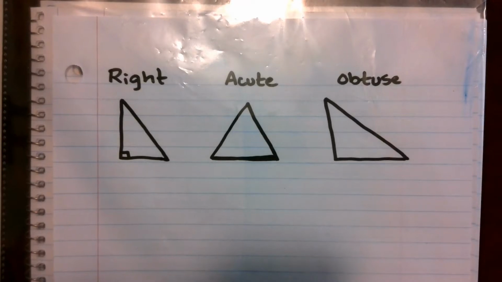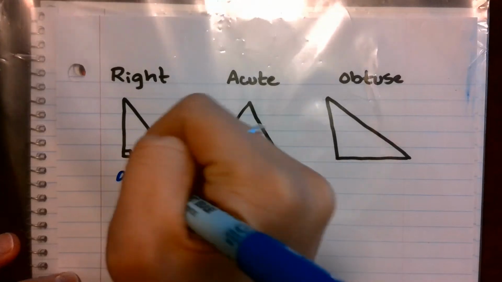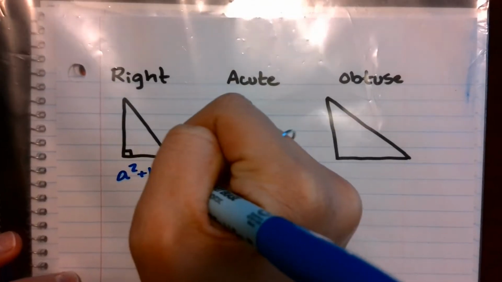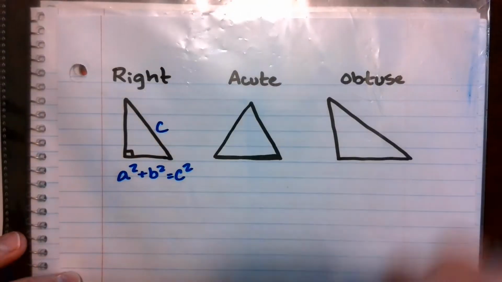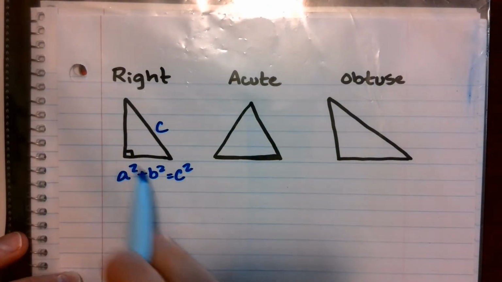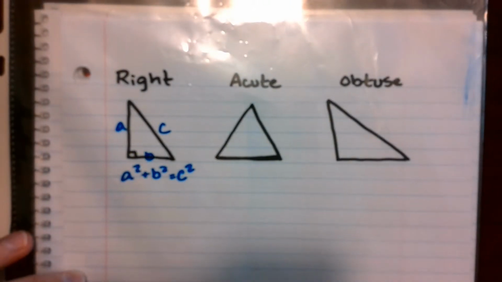So in this video, I'm just going to show you how to determine if a triangle is right, acute, or obtuse using the Pythagorean theorem. So we know that if it is a right triangle, then always a squared plus b squared is going to equal c squared, where c is the hypotenuse, a and b are any of the legs. So you could have a and b here, or vice versa is fine as well.